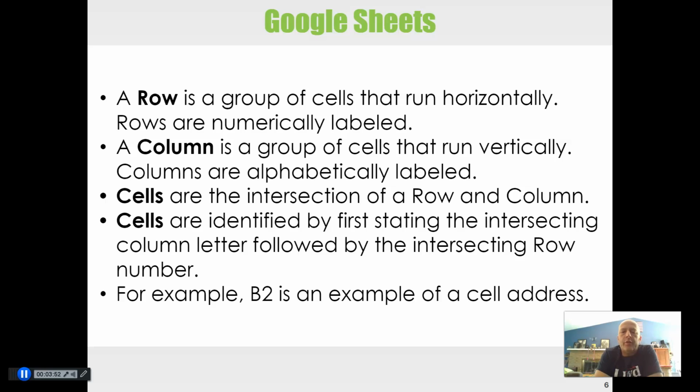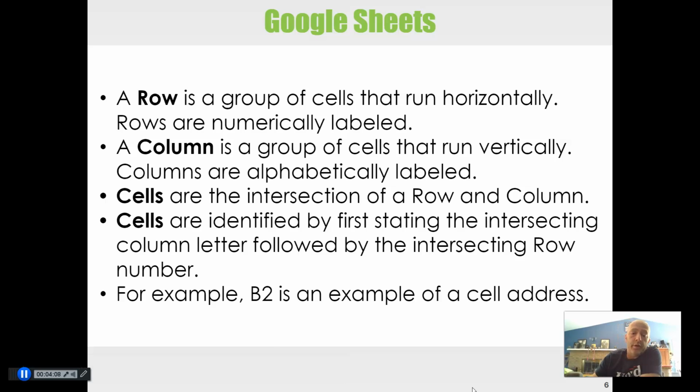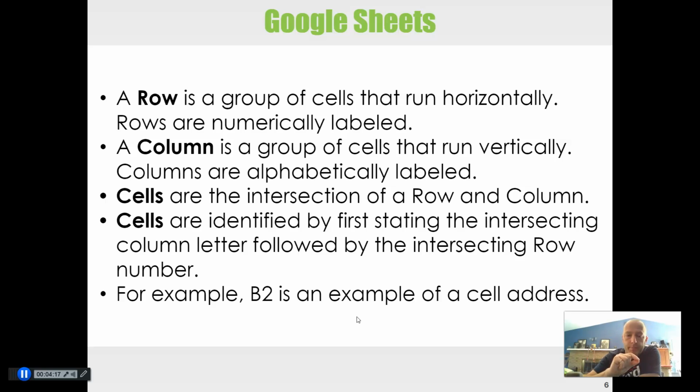So cells are the intersection of a row and a column. When you have a column and a row, wherever they intersect, that little rectangle is called the cell. The cells are identified by stating the intersecting column letter followed by the intersecting row number. For example, B2 is an example of a cell address. So we always name our cells letter first, number second. So B2, A3, G7, and so on.